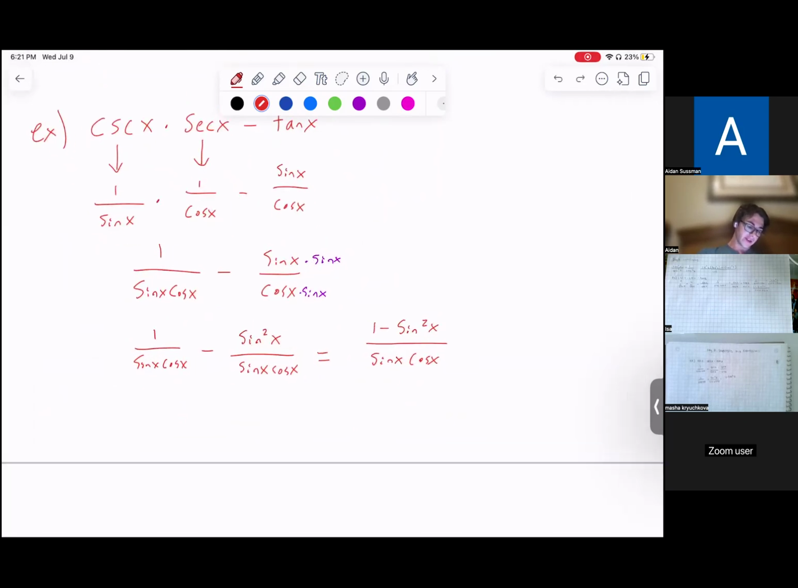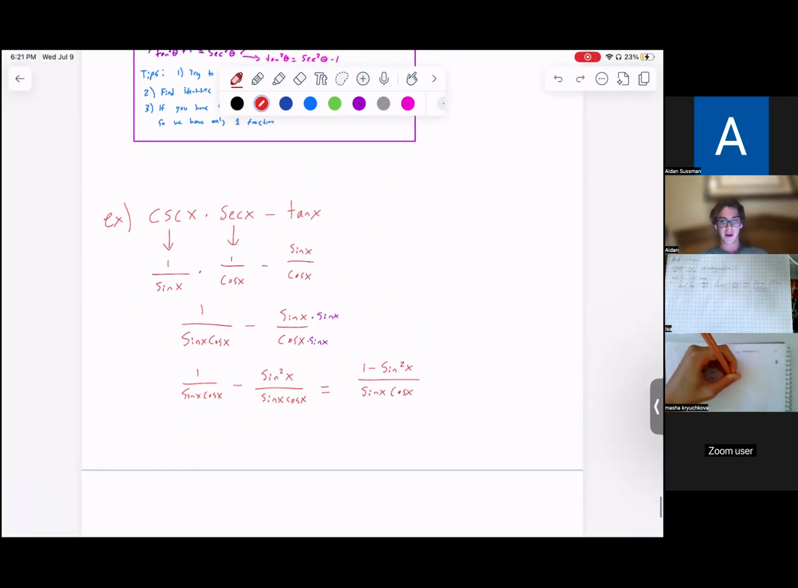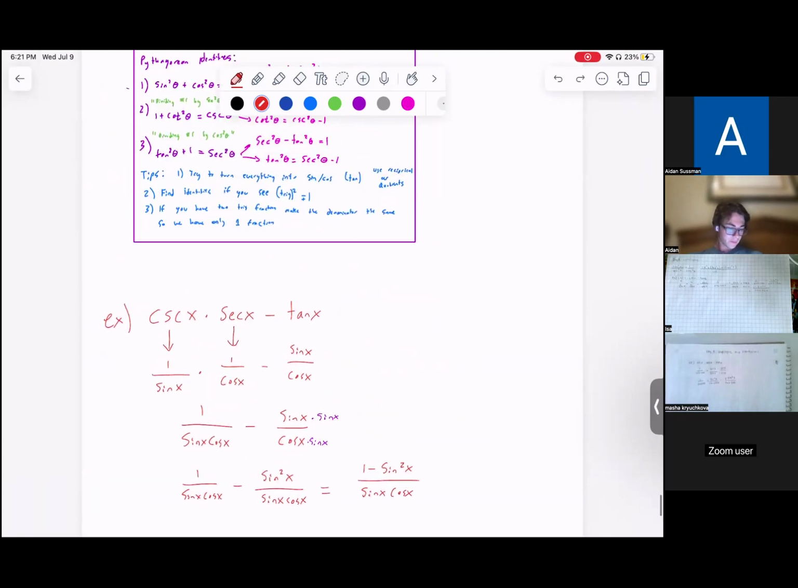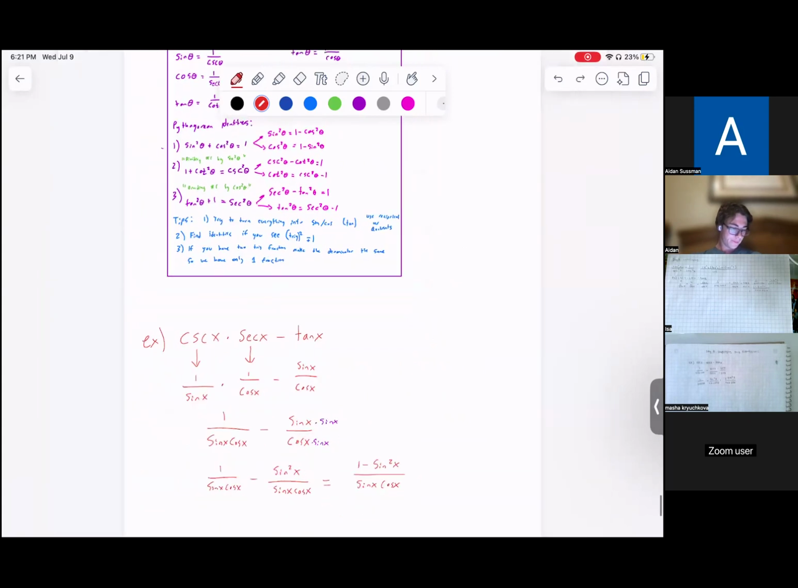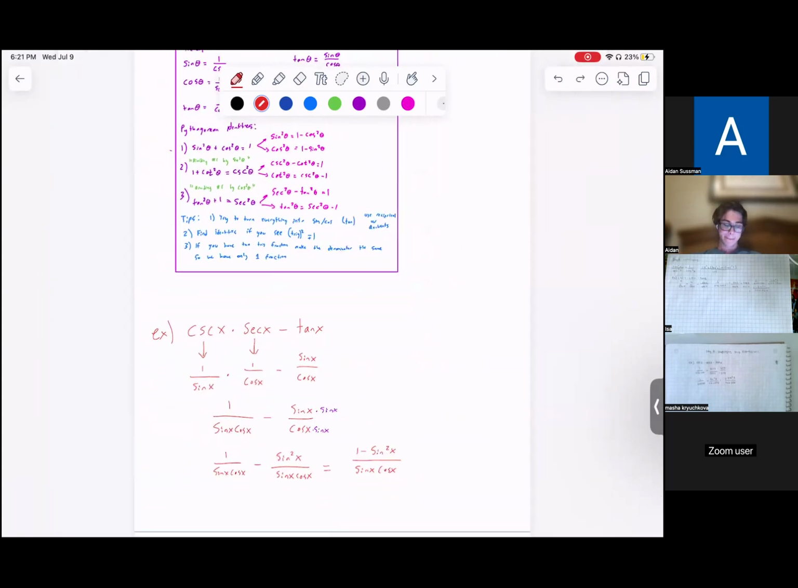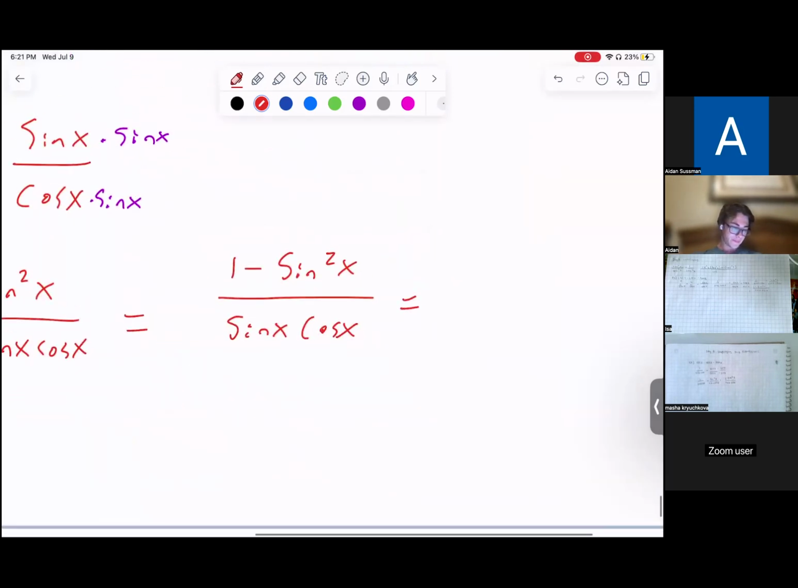So after we've done this, Helena, can you maybe take a hint or a guess? What are we going to do here? Do you recognize anything we can replace or simplify? We could use the first identity and we could change the 1 minus sine squared into cosine squared. Perfect. Yep, that's cosine squared. And on the bottom is sine of x, cosine of x.